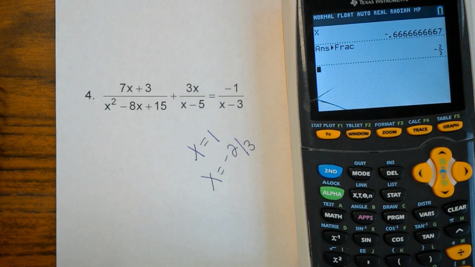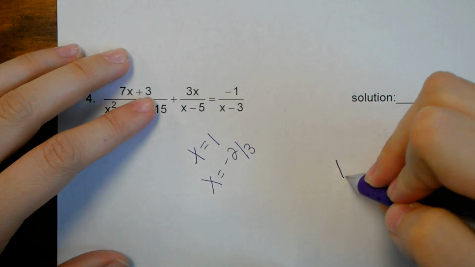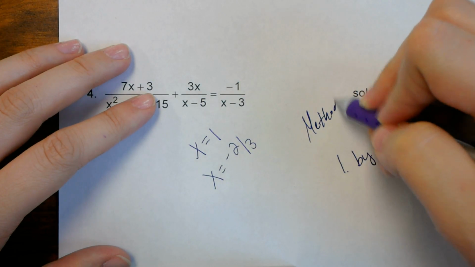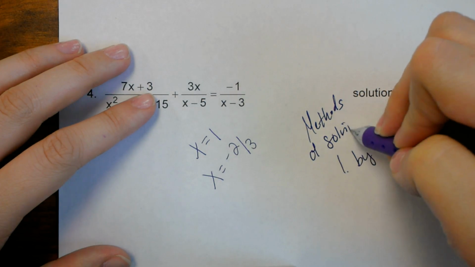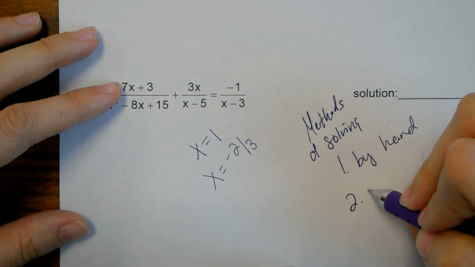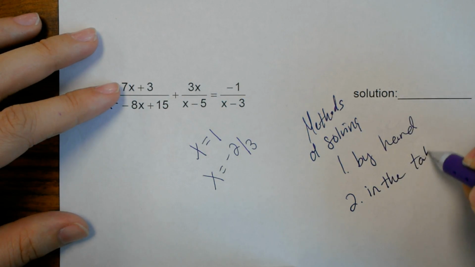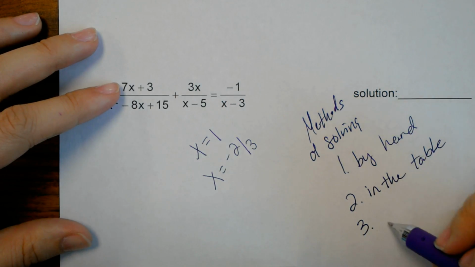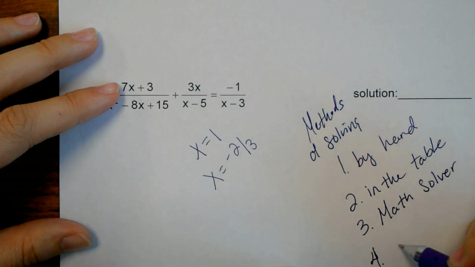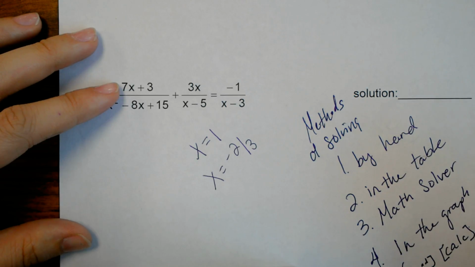So there's a couple of different ways of solving by hand. Which is going to be the preferred method. 2 in the table, 3 the math solver, 4 in the graph. Second calc, 5.